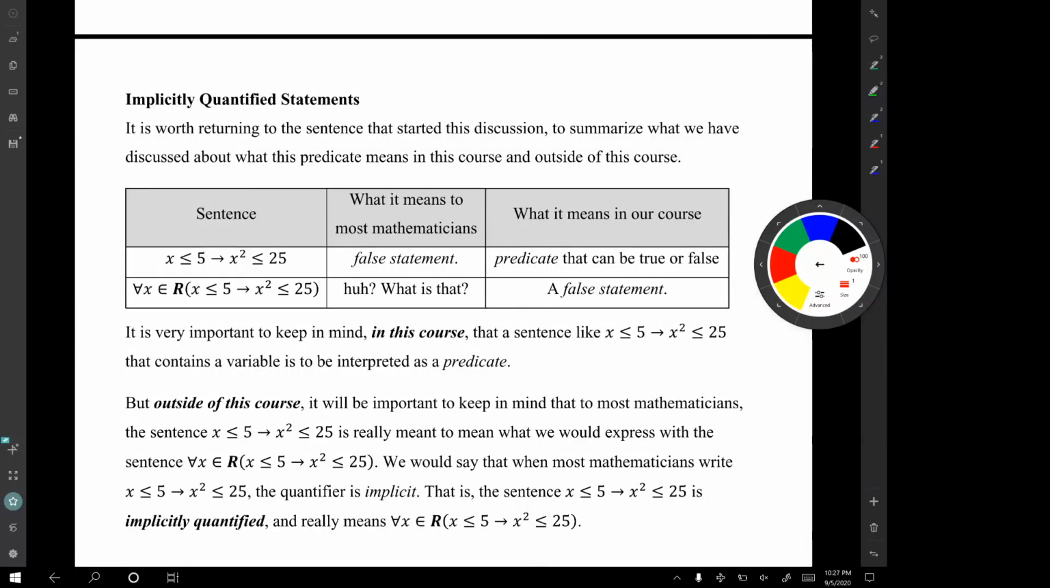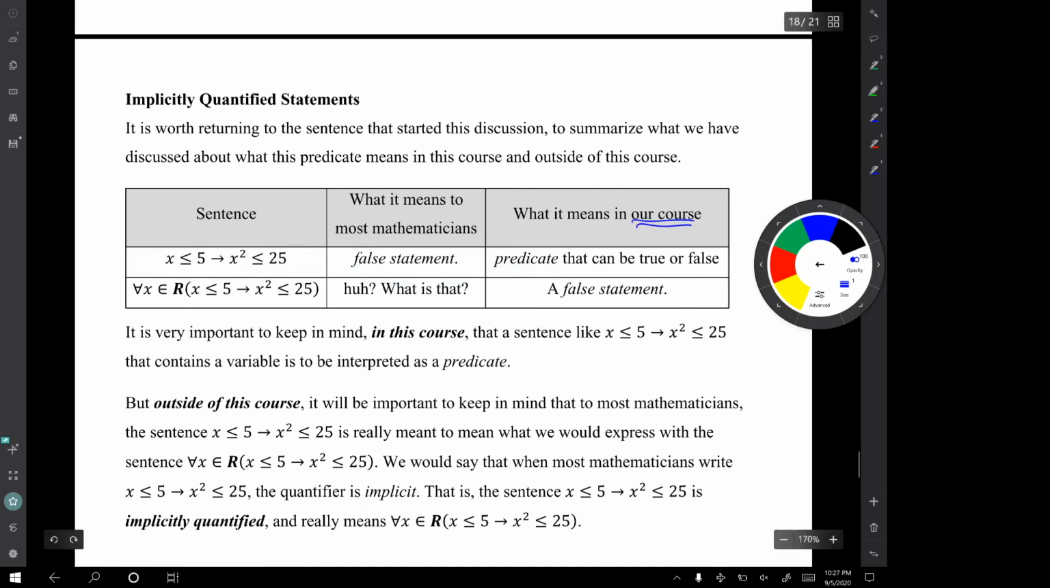It's worth returning to the sentence that started this discussion and summarizing what we've discussed about this predicate. What it means to most people is that the sentence is false because, for instance, if you look at the number x equals -7, that's a number less than or equal to 5, but -7 squared is not less than or equal to 25. So most mathematicians would say this is false. Well, most students.